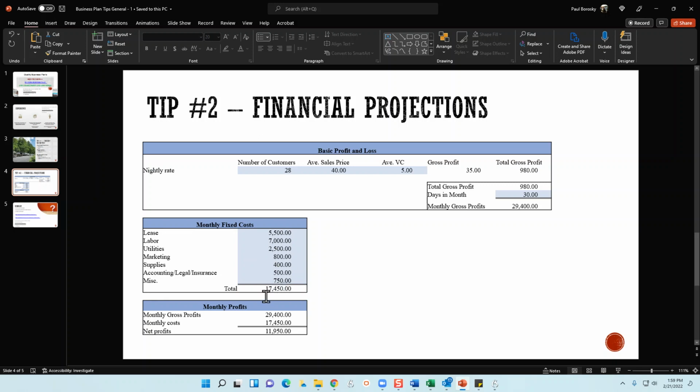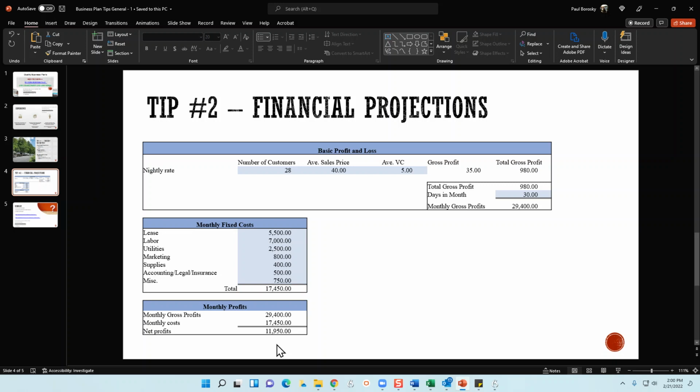And for this example, 17,450 buckaroos. Next thing we're going to do is take that 17,450 and plug it down here to the monthly fixed cost. Once that is done, the final step is to deduct that 17,450 bucks from the $29,400, which is our total gross monthly profits. Gives us a net profit of $11,950.